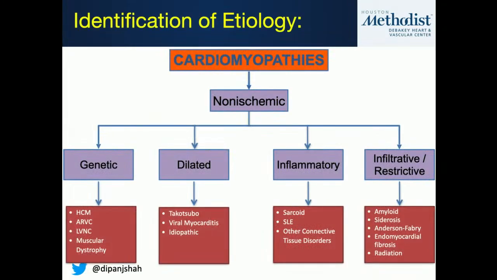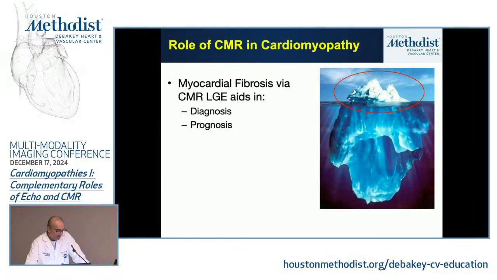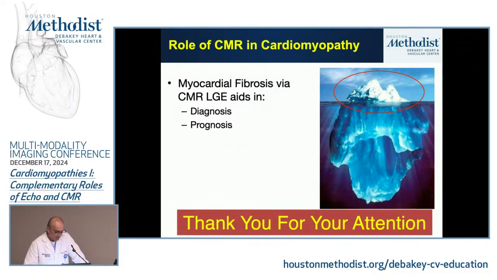And so to wrap up, what we touched on today was where cardiac MRI could be useful in certain genetic or dilated cardiomyopathies. Next time, we'll talk about the inflammatory and the infiltrative restrictive cardiomyopathies, the role of both CMR as well as nuclear-based techniques. And so to wrap up here, I think really the key strength of MRI is its ability to directly visualize myocardial fibrosis. And this aids both from the standpoint of improving your diagnostic abilities, but also from the standpoint of providing prognostic implications as well. Thank you for your attention.